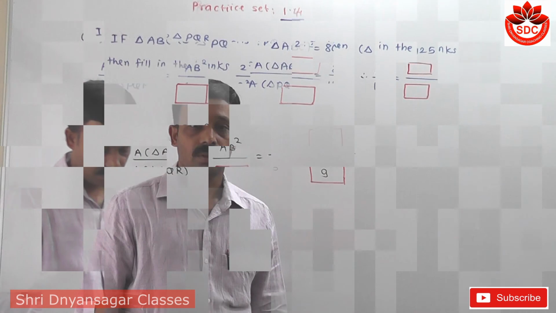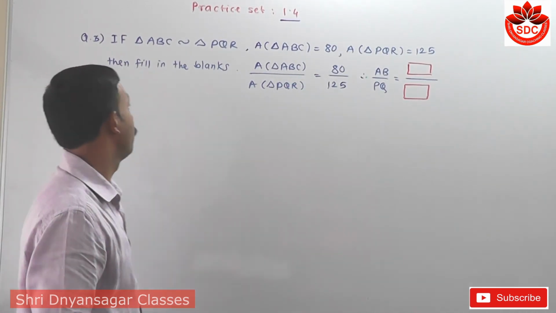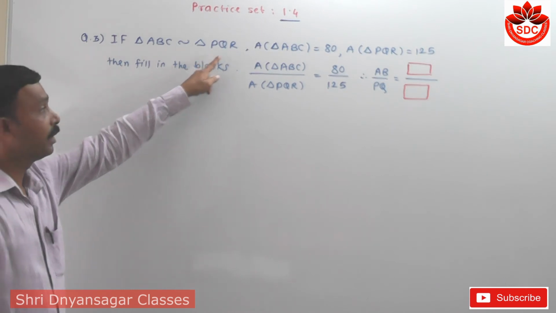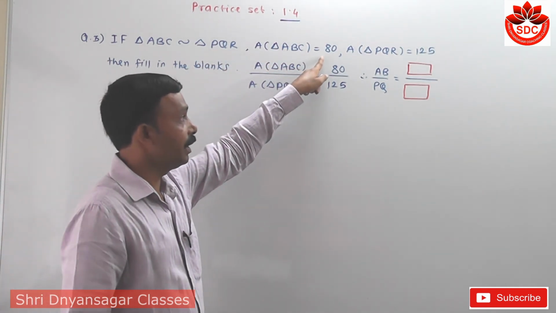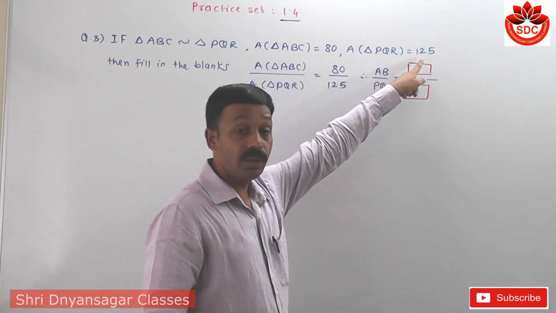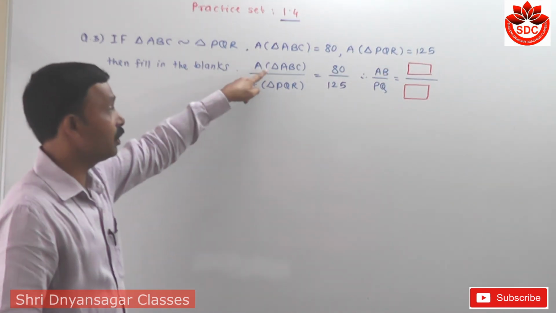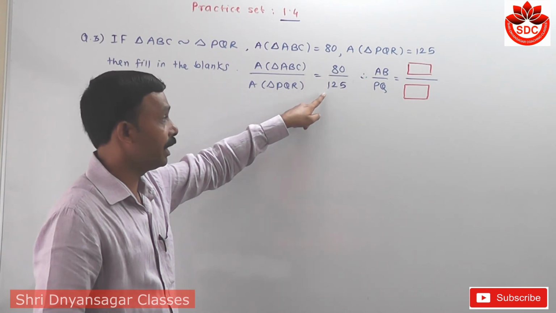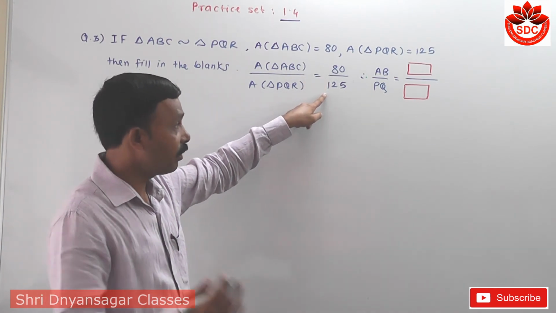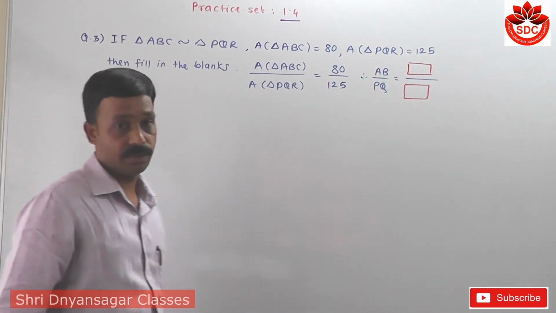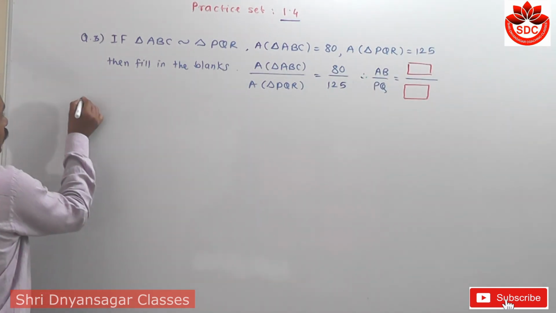Okay. Okay student, question number 3. If triangle ABC is similar with triangle PQR, area of triangle ABC is equal to 80, area of triangle PQR is 125, then fill in the blanks. Ratio of areas of these two triangles is equal to, given here, 80 upon 125. Then we have to find out the fill in the blanks. AB upon PQ is equal to how much? Now for this, its solution.